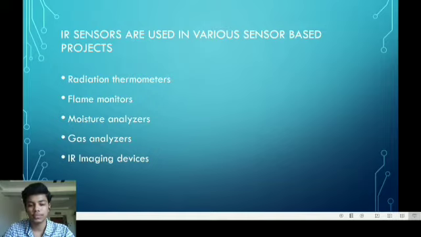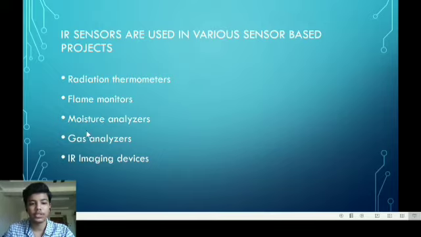Coming to flame monitors, these devices are used for detecting the light emitted from flames, to monitor how the flames are burning. The light emitted from flames extends from the UV to the IR region. Pyroelectric detectors are some of the commonly employed detectors used in flame monitors.